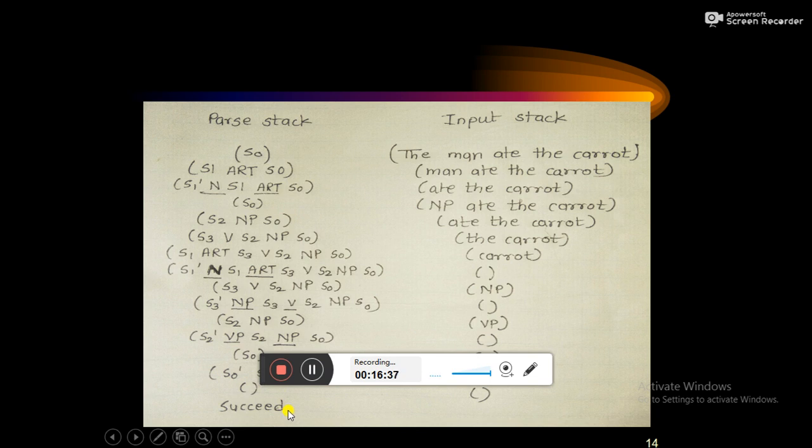As this is deterministic parsing, the prerequisite for this kind of parser is that the grammar should be unambiguous. Only in that case will it be able to give you the correct output. I hope you have understood how the shift reduce parser is used for parsing natural language sentences.